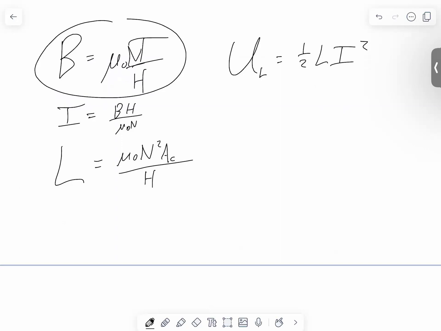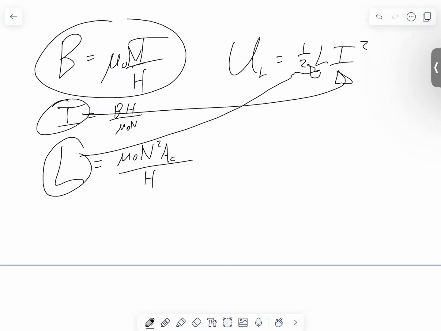No, I don't want it in terms of L. I don't want it in terms of I. I want it in terms of B and geometry. So here's I. Here's L. What do you get for total energy in terms of geometry and field?